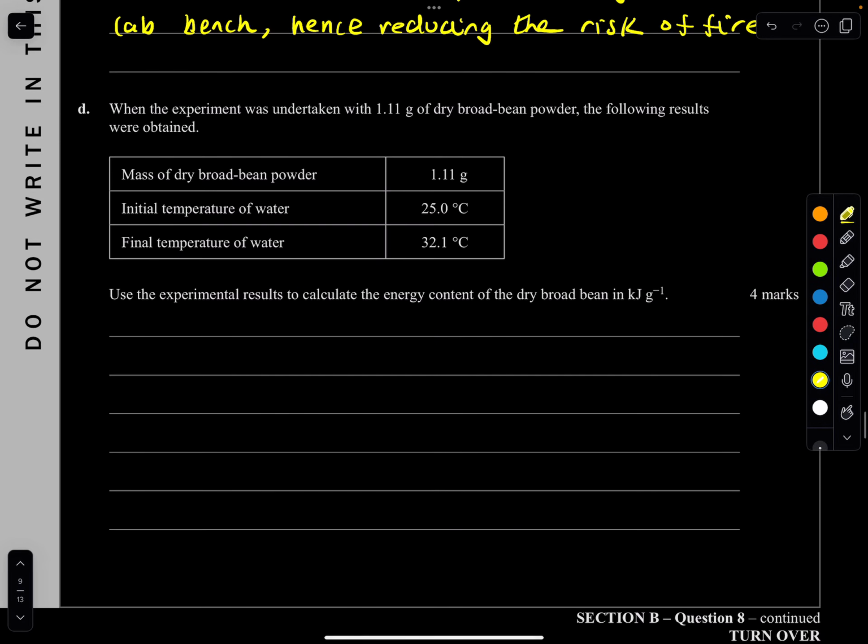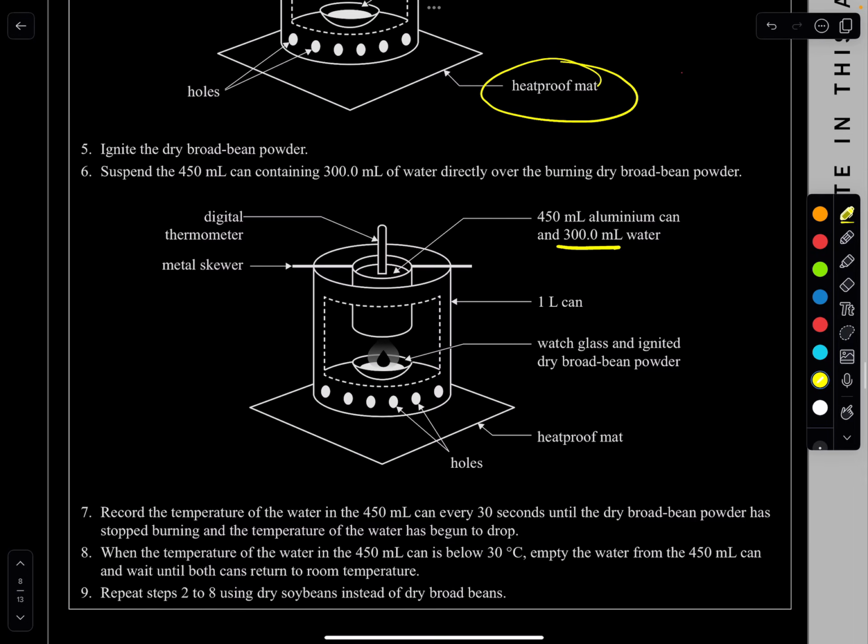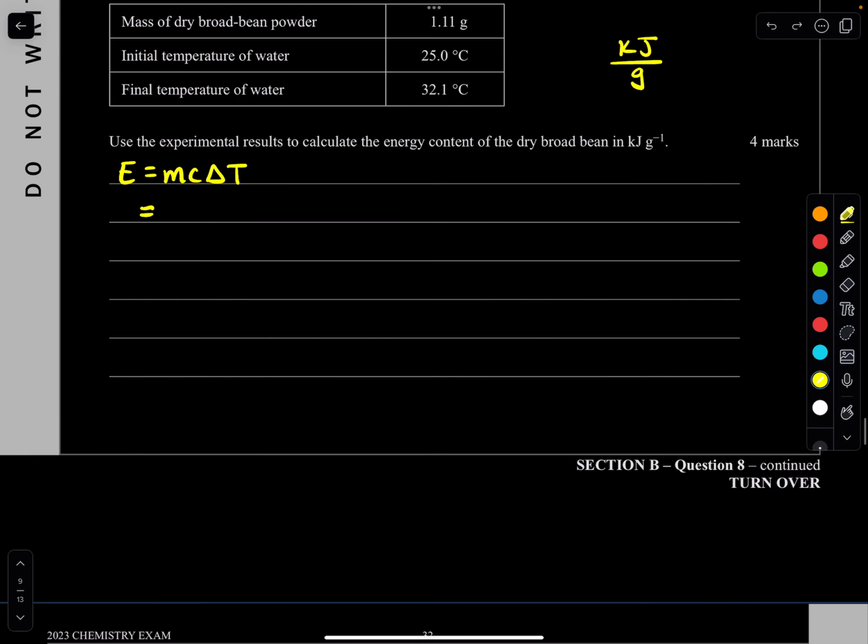D. When the experiment was undertaken with 1.1 grams of dry broad beans, the following results were obtained. Okay, the mass of the broad beans, the initial temperature of the water and the final temperature of the water. Use the experimental results to calculate the energy content of the dry broad beans in kilojoules per gram. So we want kilojoules per gram. So we want the energy first. The energy is quite easy because it's the amount of energy that the water has absorbed. And you remember E = mcΔT, that's the equation. So what was the mass of the water? It was 300 milliliters.